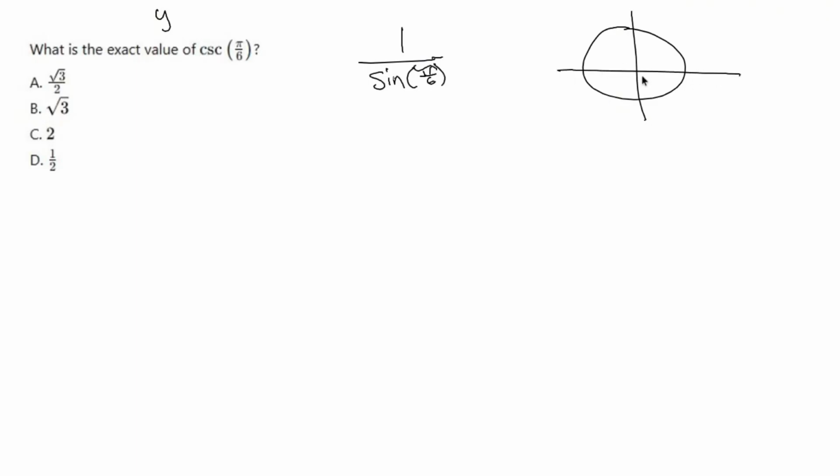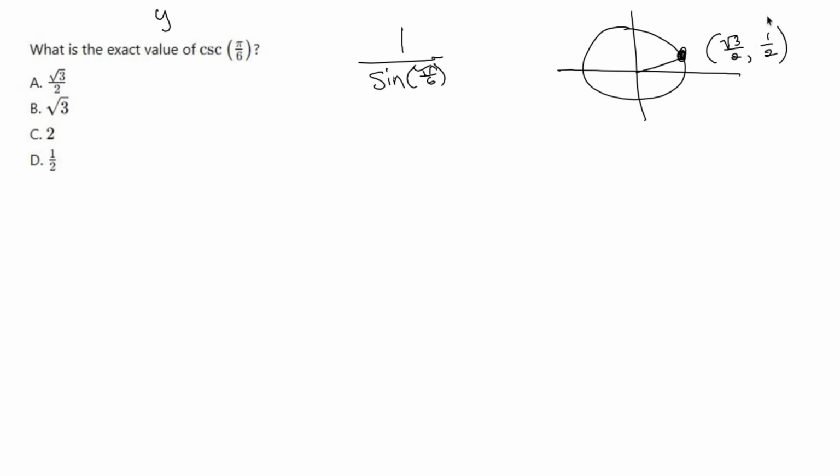What is the exact value of cosecant pi over 6? Well, cosecant is the same as 1 over sine. So cosecant of pi over 6 is the same as 1 over sine of pi over 6. Right? Now, sine is a y value. So if I'm thinking unit circle thoughts, and I'm thinking pi over 6, that's the first dot right there in quadrant 1. So that is the point root 3 over 2, 1/2.